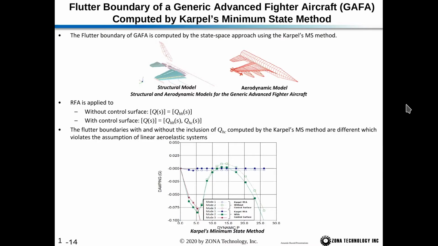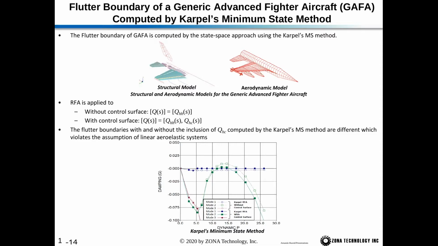So we'll do an example here using Karpel's minimum state method. This is the flutter boundary of a generic advanced fighter aircraft, GAFA, and it's computed by Karpel's minimum state method. The flutter boundary of the GAFA is computed by the state-space approach. On the left here we have a structure model, and on the right is the aerodynamic model, and this is a standard ZAERO test case.